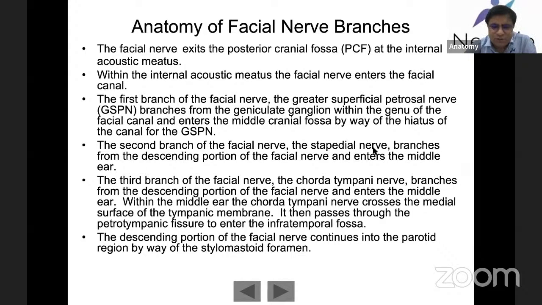The second branch of the facial nerve, the stapedial nerve, branches from the descending portion of the facial nerve at the level of the pyramid and enters the middle ear to innervate the stapedius muscle.